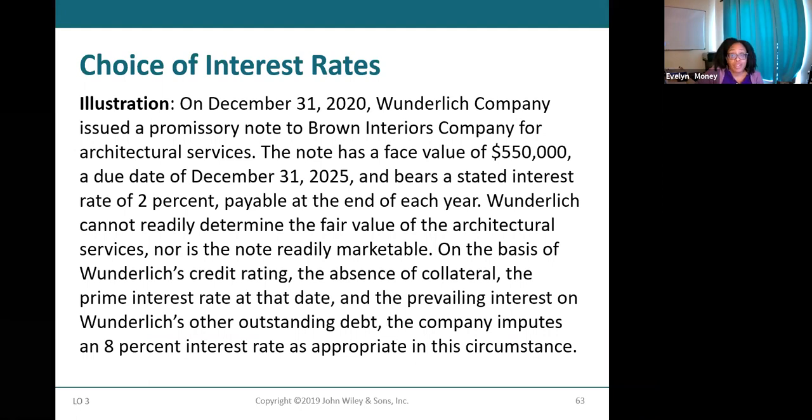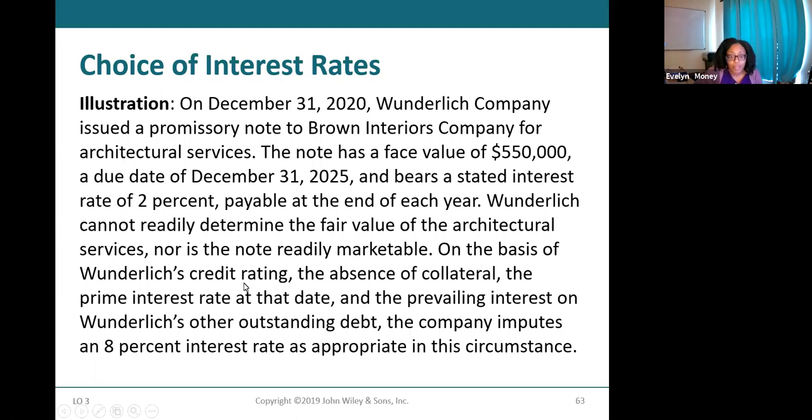And the fair value of the goods is not necessarily readily determinable. We can't assign a number to it. So what we have to use is the prevailing rate of interest to help us find the present value of this note, so that we can assign a present value to the value of these goods. So we have this company and they need to pay Brown Interiors for some architectural services.